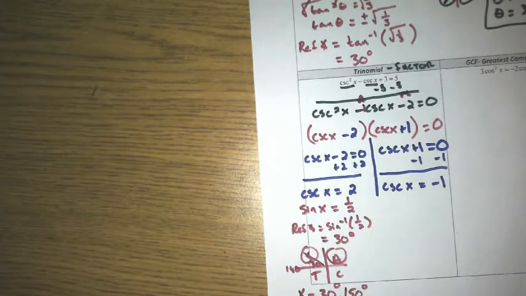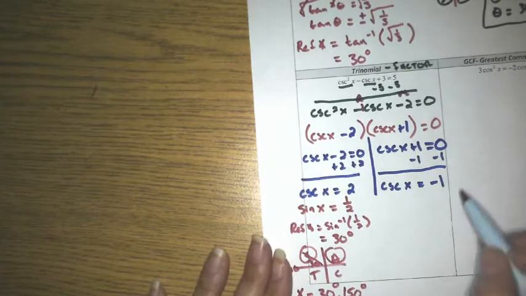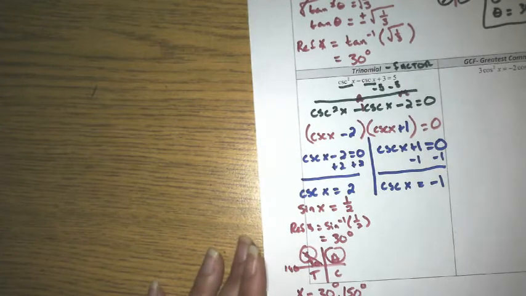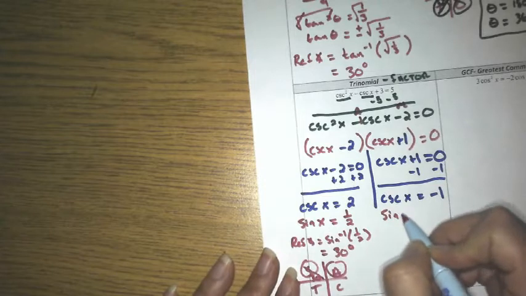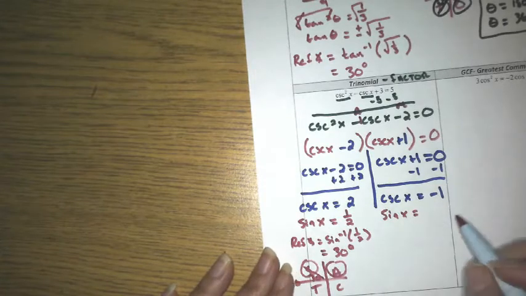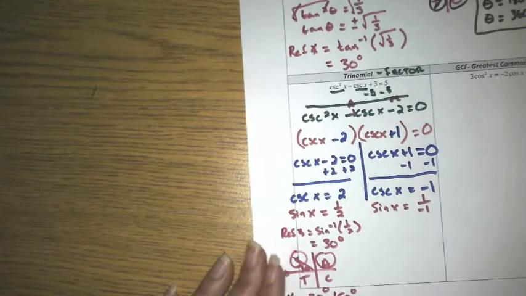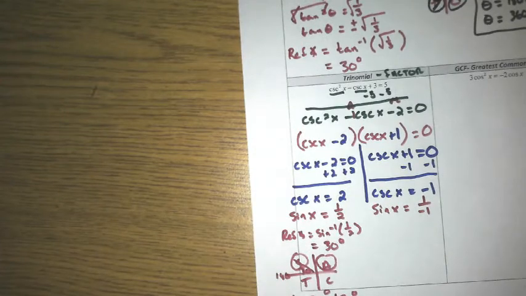All right, now let's take a look at this next one. This next one is cosecant is equal to negative 1. So when you're thinking about this one, again, if you want to turn it into sine, your sine of x, if you do the reciprocal, is going to be 1 over negative 1. All right, so sine is going to be equal to basically negative 1 as well.